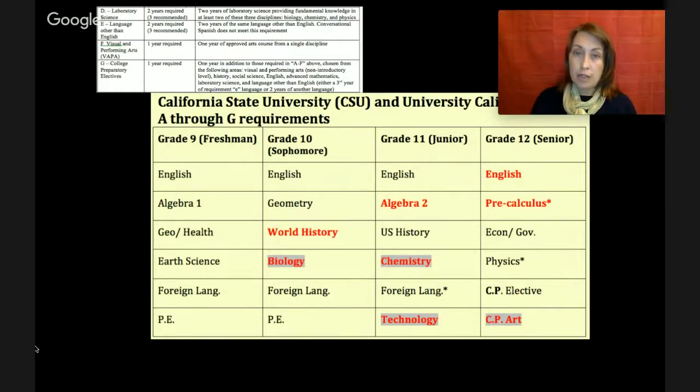So now that you've created two 4-year plans, two different versions, I want you to think about how these are different. Why is it that the A through G 4-year plan, the college entrance, requires so much more work? I also want you to think about which one is easier and why that would be easier.